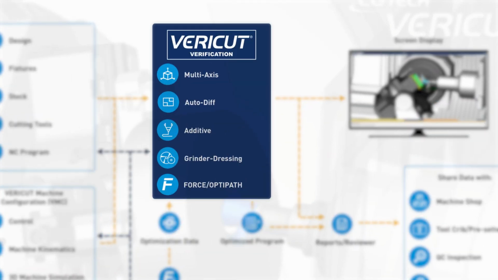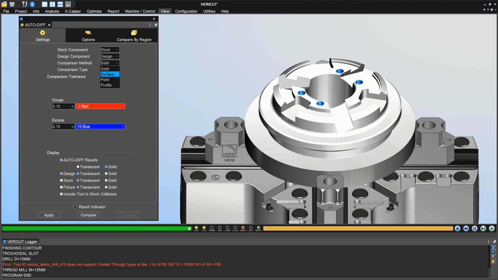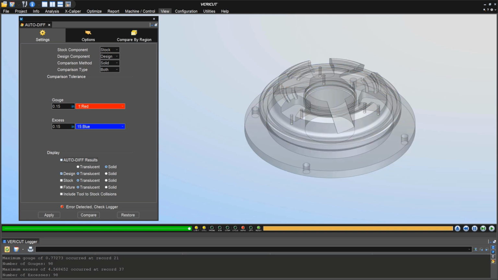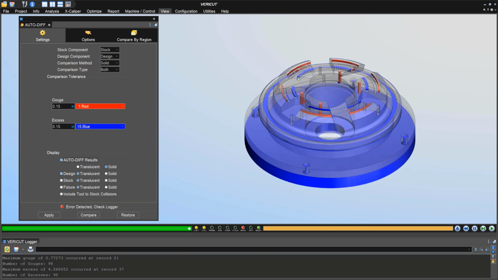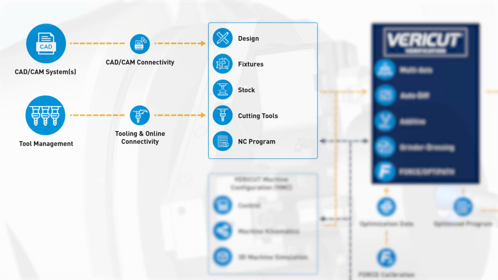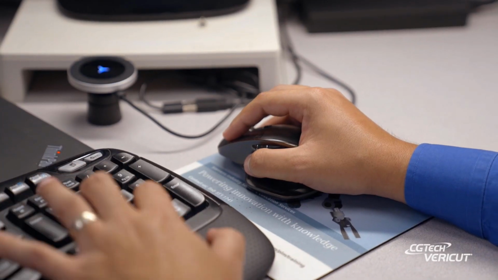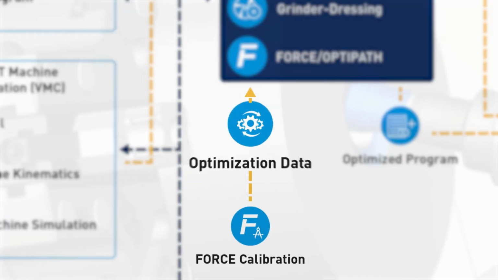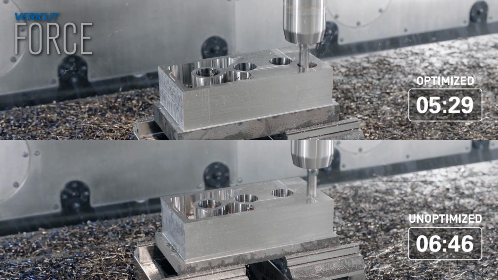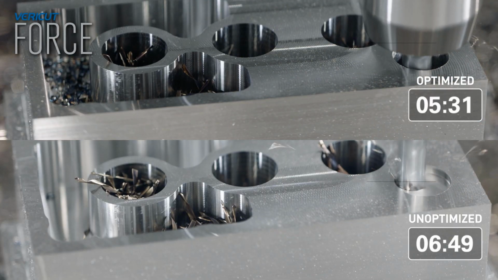AutoDiff compares the planned component design, solid, surface, or point models, with the results of the simulation to highlight any differences. An interactive error list makes it easier to identify potential problems between the design and the machined component. Vericut includes interfaces to all common CAD, CAM applications and tool management systems, which makes importing the necessary data quick and easy. Vericut Force optimizes the NC program based on changing conditions to reduce cycle times and prevent undue wear on the machine and tools.